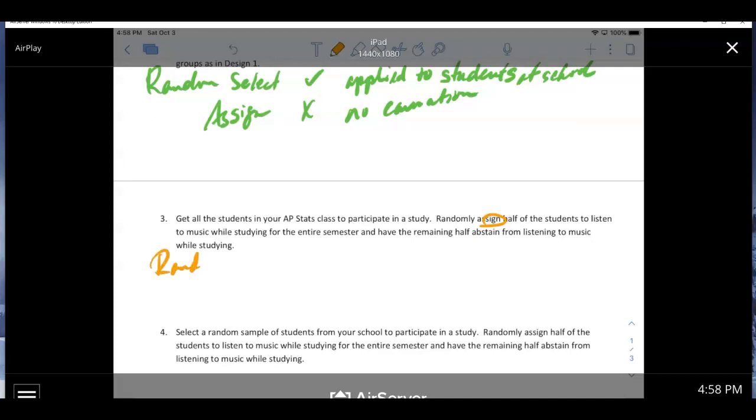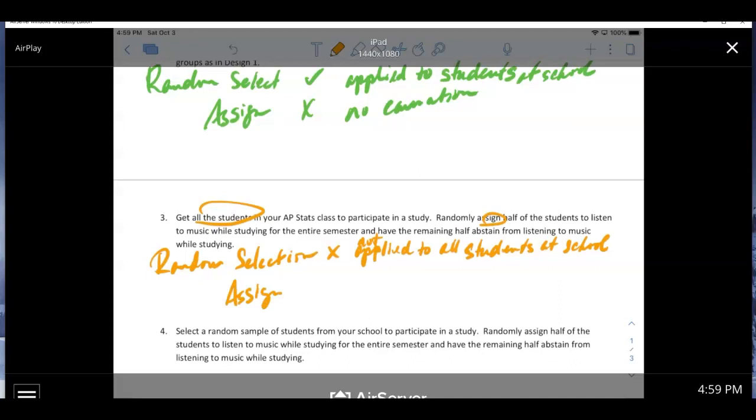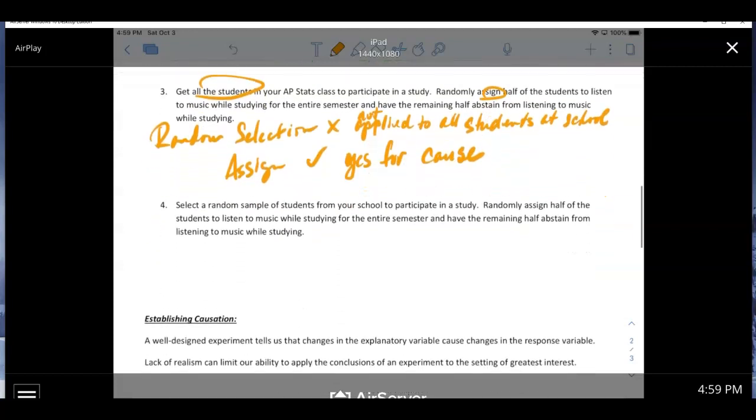Do we have random selection in this one? No, we went and got all of those students, so we can't apply it to all students at a school. The only thing I can apply it to is those people who participated. And then do we have random assignment? We randomly assign, so we do. So now we can prove cause and effect. Yes for cause. So we could still show that listening to music would be helpful, or not listening to music would be helpful.